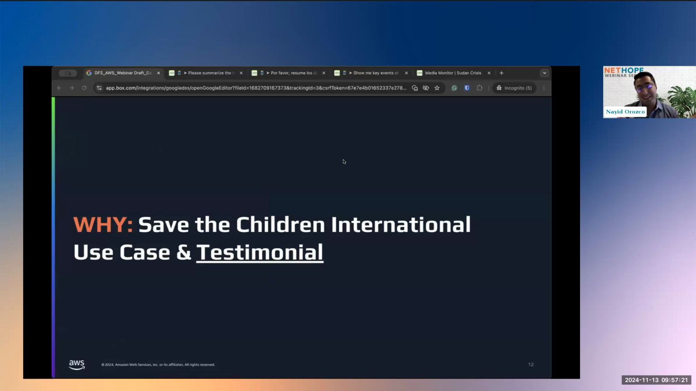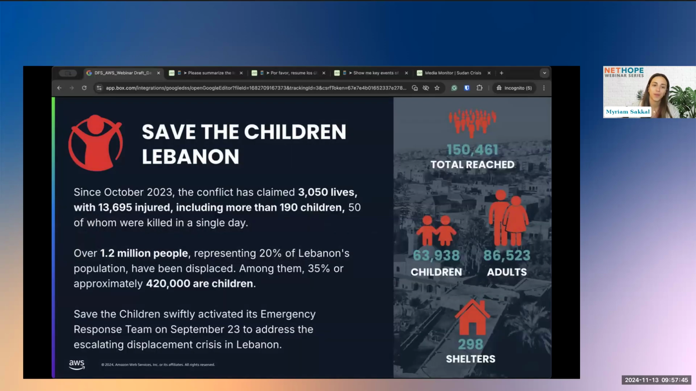But yeah, don't just take my word for it. I'm delighted to invite Miriam to share her experience with GANNET. Miriam and her team have been using GANNET in one of the most challenging humanitarian contexts we face today. And Miriam has been instrumental in implementing the tool. Miriam, please join me in sharing Save the Children's experience in Lebanon, and over to you. Thank you. Thank you so much.